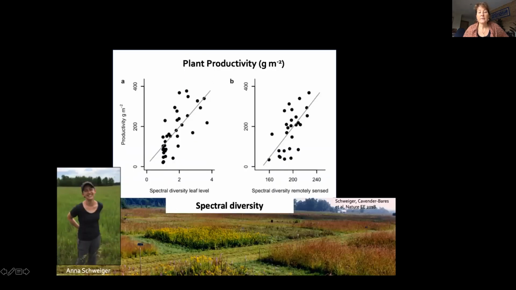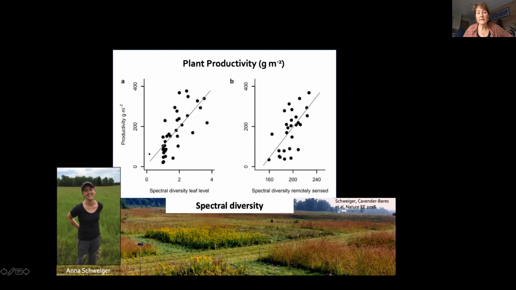Now, Anna Schweiger showed that we could take spectral information and calculate spectral diversity. She used a different method to calculate spectral diversity, but nevertheless, when she measured it at the leaf level and then calculated spectral diversity of plants from that, it very nicely predicted productivity, in the same way that Dave Tilman had previously shown species diversity predicts productivity, or that Mark Cadotte had shown phylogenetic information predicts productivity, or that we had previously shown that functional diversity predicts productivity. Now Anna's showing that spectral diversity predicts productivity.